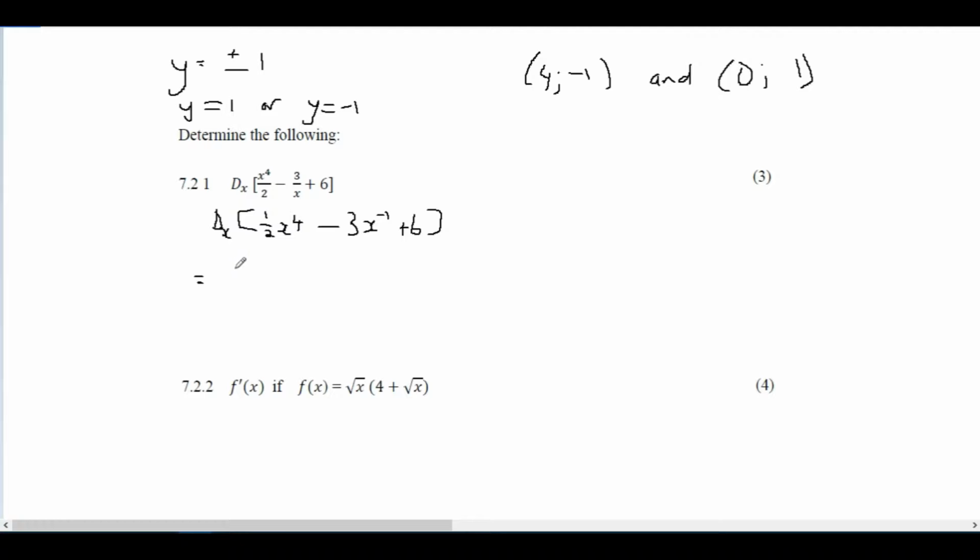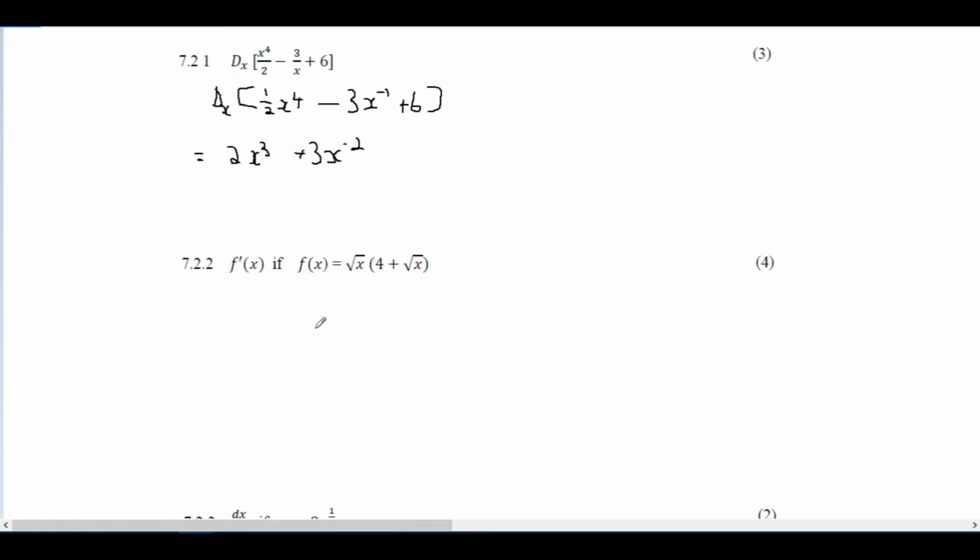So this becomes, we subtract our exponent by 1, we multiply that value to our coefficient, so we're left with 2x to the power 3, or cubed, and then we multiply -3 by -1, we're left with plus 3x to the -2, and the 6 falls away. Right, easy.